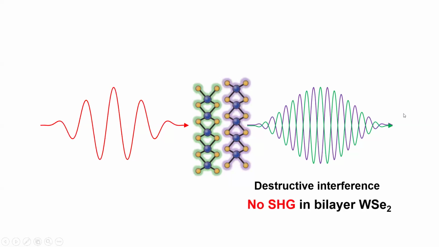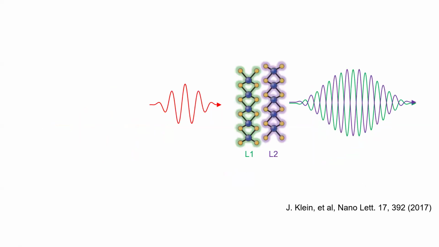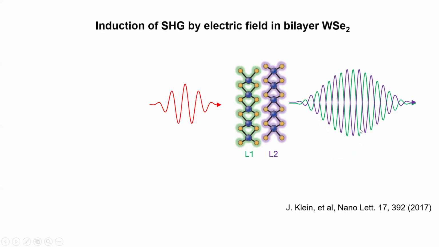So this is the result: there will be no SHG in a 2H bilayer TMD system. In previous studies, people tried to break this kind of symmetry and enhance SHG in 2H bilayer TMDs. The way they did it, like in this reference, is by applying an out-of-plane electric field. We also reproduced this result.